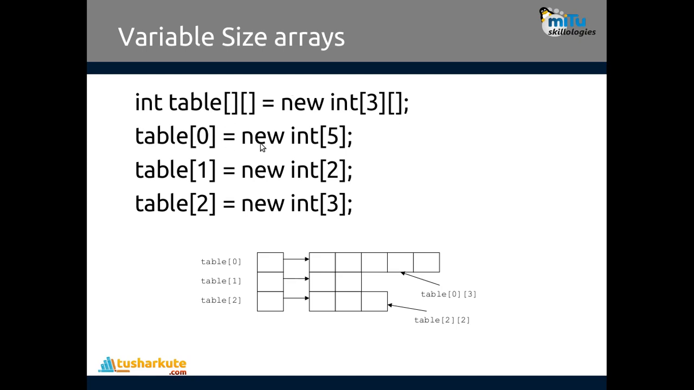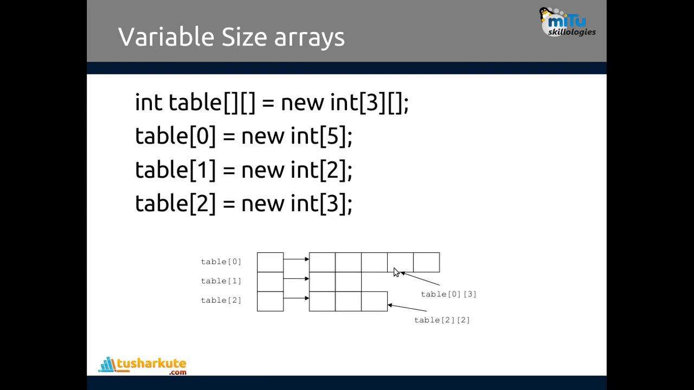Table of 0. So for the first row 0, I am specifying 5 elements to it. So 5 elements are added to this table. Then in the second row I am adding 2 elements. How do we do this one? Table 1. So this is the row specified, and in that row I am adding 2 entries, new int 2. Now the third row, table of 2 is equal to new int 3. So in this row I am adding 3 elements, in this way.